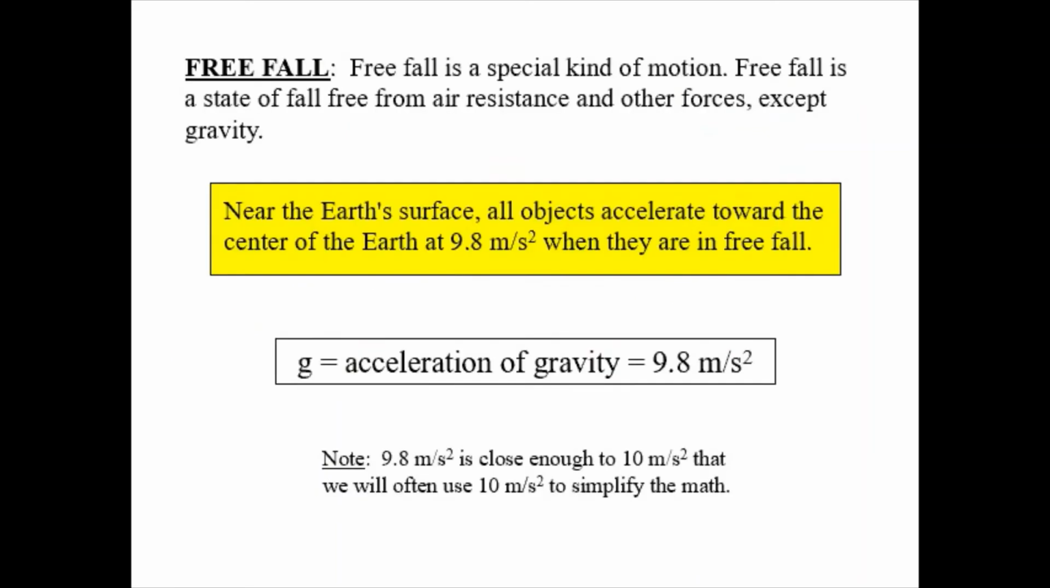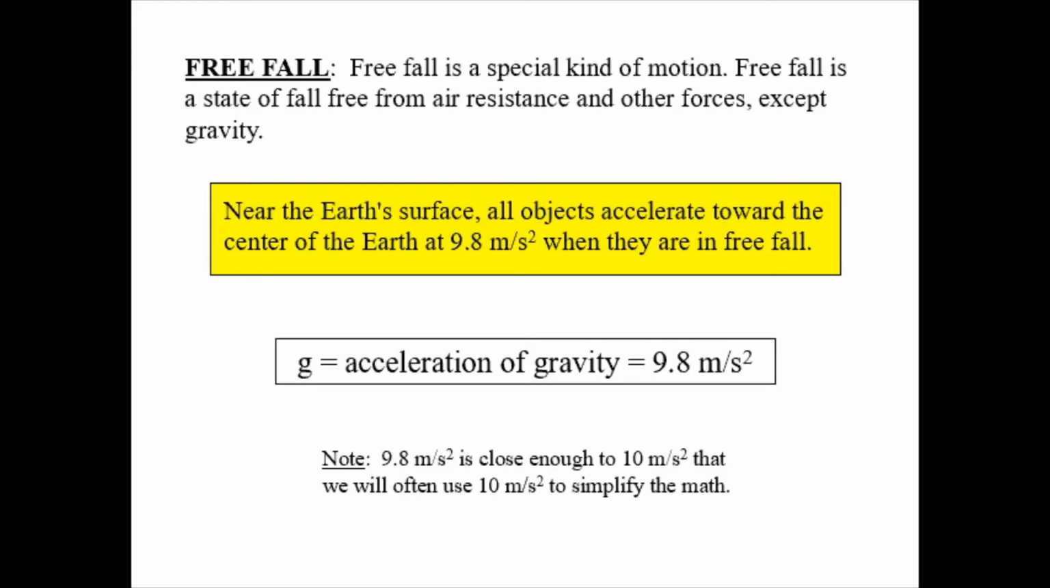All right. Now, as we continue along, not every problem we have, of course, will go in an x direction or horizontal direction. Sometimes we have objects that go up and down. And so we're going to talk now about a special type of motion. It's called free fall. And free fall is a state of fall free from air resistance and other forces except the force of gravity. So if you drop something like a rock close to planet Earth's surface, we know that it will fall. Gravity will pull it down, and the object will accelerate towards the ground and hit the ground.